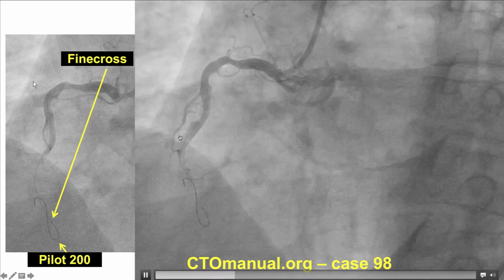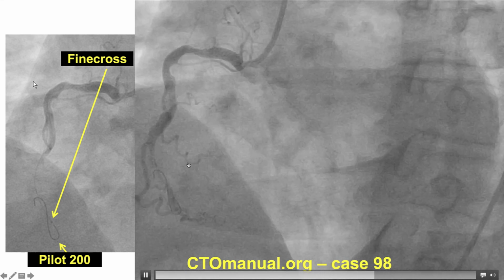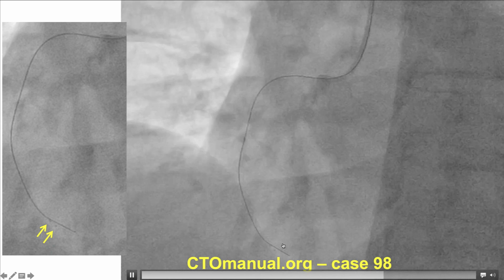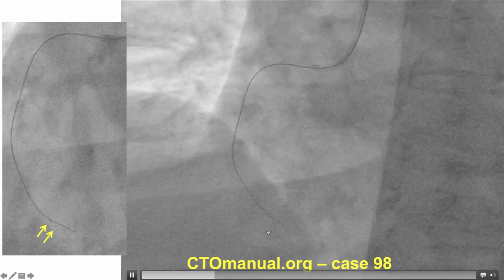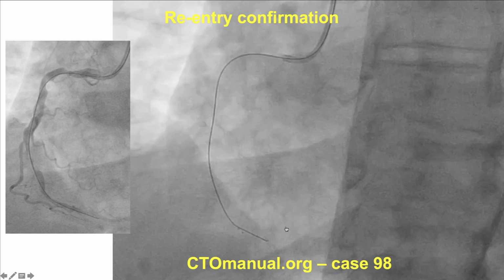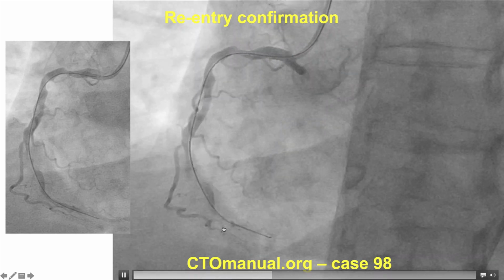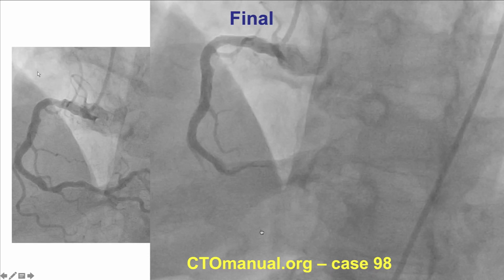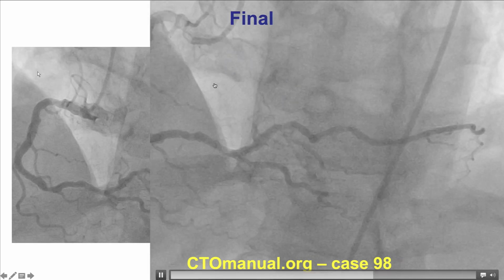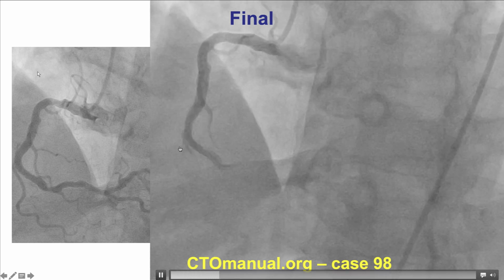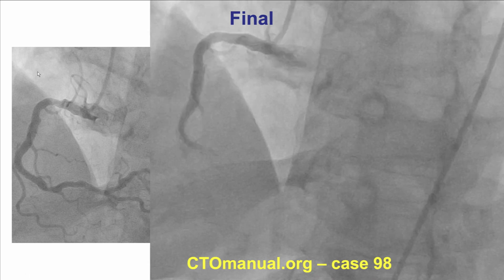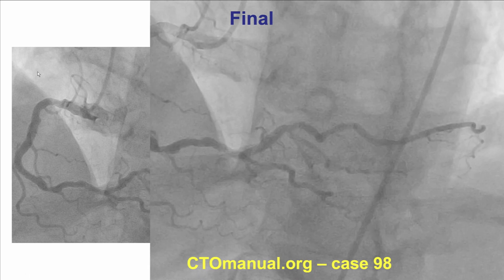So how to approach this problem? And this is an example where CTO techniques can be useful. In this case, we were able to advance a Stingray balloon and then perform re-entry to the distal true lumen. And after doing that and confirming distal true lumen wire position, we were then able to change for a workhorse wire, place stents with a guide catheter extension, and restore antegrade flow. So CTO techniques can be very useful if rewiring through a dissection plane fails. And this case has been published.